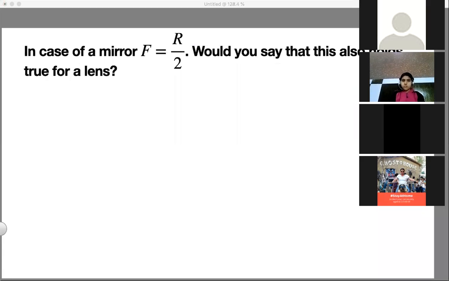In case of a mirror, f is equal to r by 2. Would you say that this also holds true for a lens?